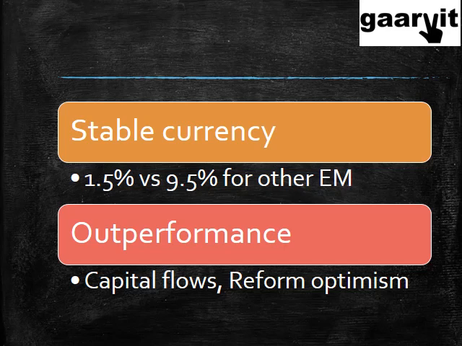Another thing is that the Indian rupee has been one of the most stable currencies actually. The variation in INR has been only 1.5% versus 9.5% for other emerging market economy currencies. And also the INR has outperformed because of capital inflows, and with the new government there has been reform optimism. So people feel that there will be reforms and the Indian economy will do much better than what it has been doing, because of which, overall in the world, there is a higher optimism as far as India is concerned compared to other economies.